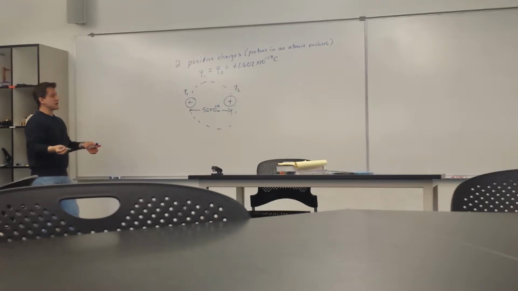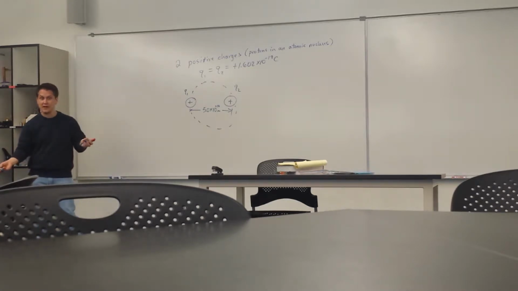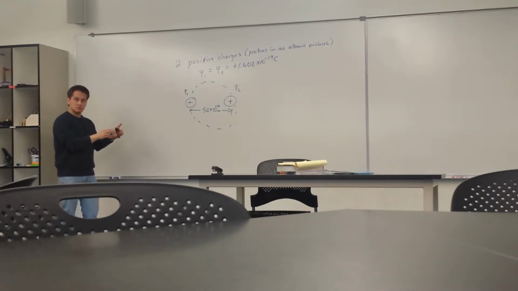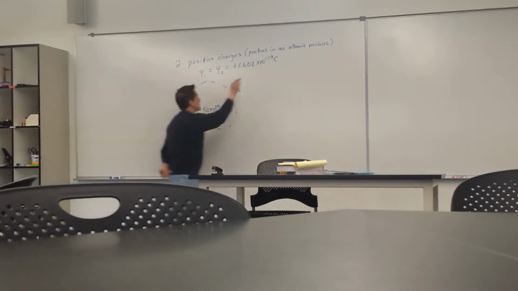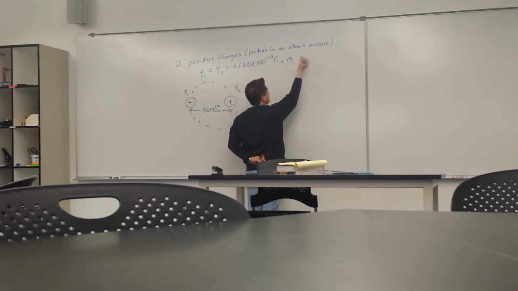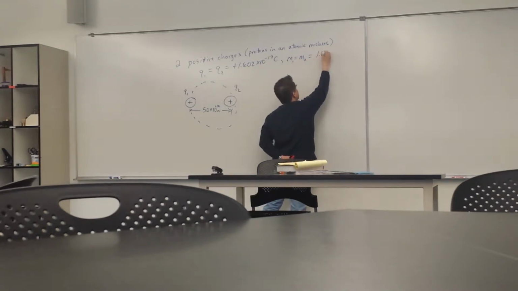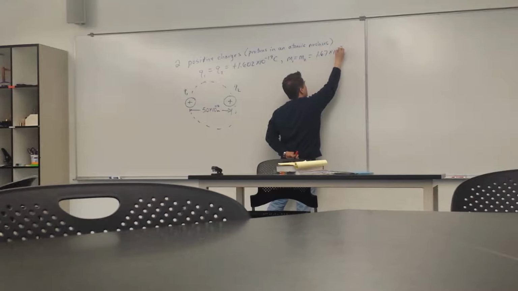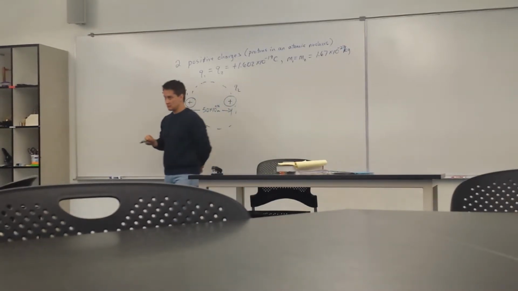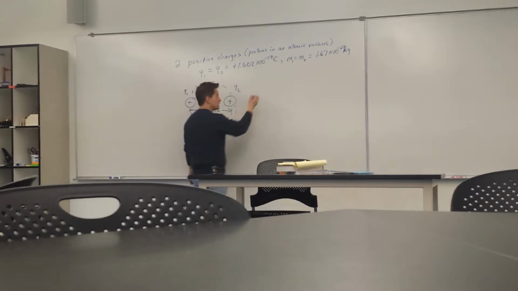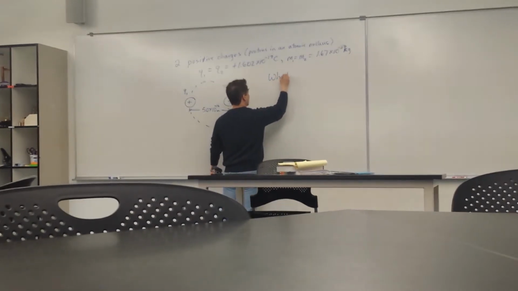Let's do two things. Let's calculate the electric force, and then calculate the corresponding gravitational force of attraction between these two point charges. Let's note that the mass of each of them, the mass of one, which is equal to the mass of two, is about 1.67 times 10 to the negative 27 kilograms, the typical proton mass.